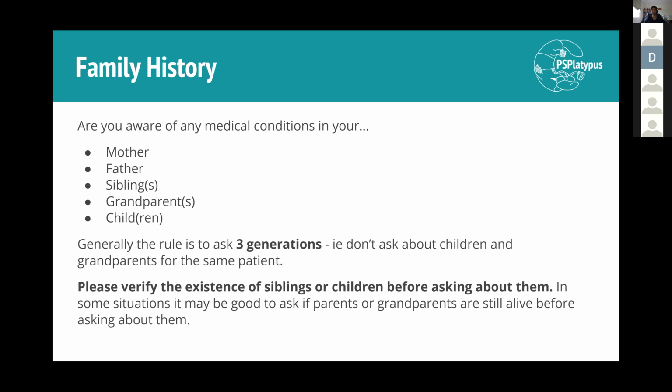It can also be useful just at the start to ask them a point blank question: does anything like this run in your family, or do any medical problems run in your family? Because they probably will have a good idea of that.